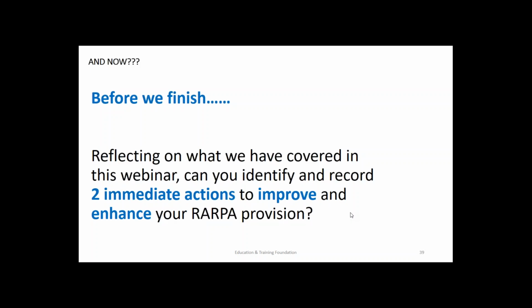So if you've been recently inspected and have more information, that would be really helpful. Thank you very much for that.